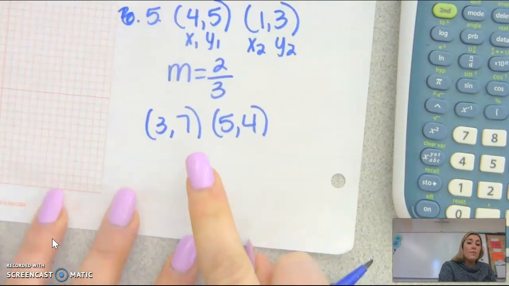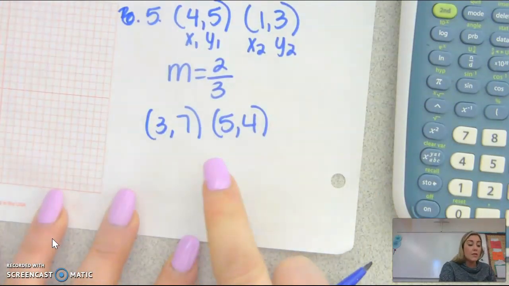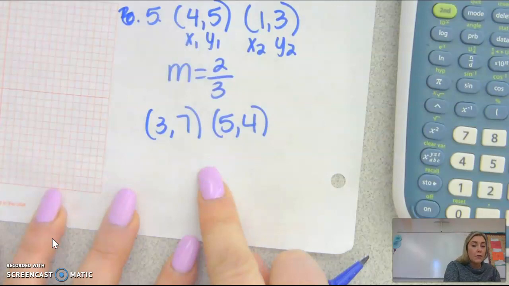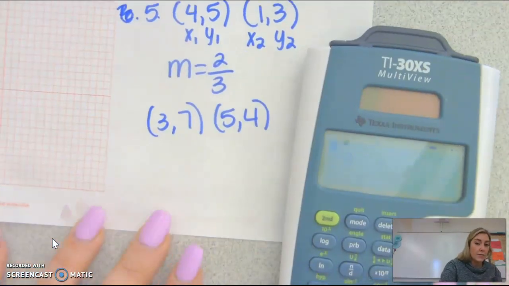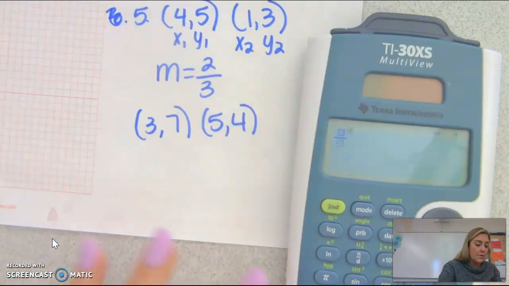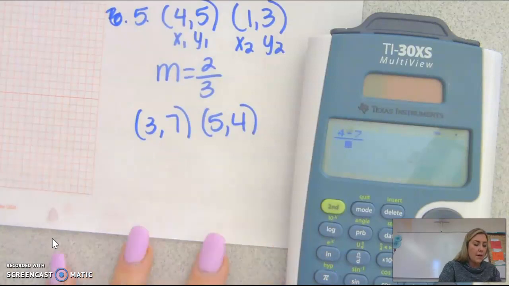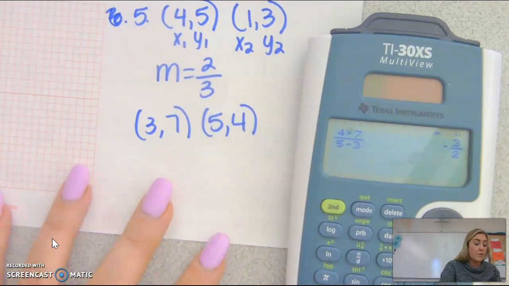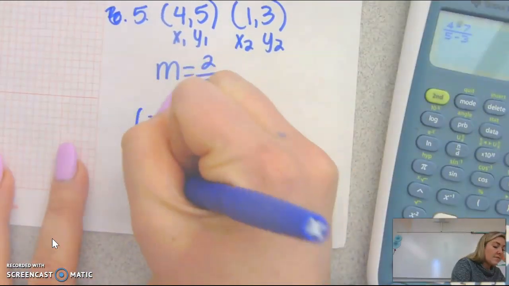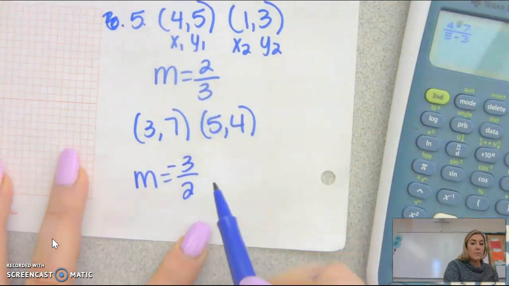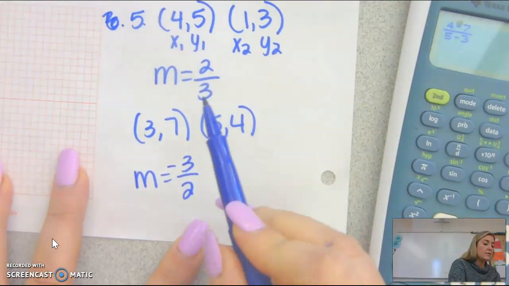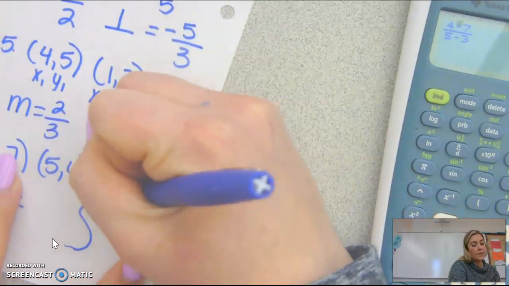If it's perpendicular, when we calculate this, we would want to get negative 3 over 2. So let's see if that's what we get. Press N over D. On top we have 4 minus 7, and on bottom we have 5 minus 3. We get negative 3 over 2. Opposite and reciprocal. These two lines are perpendicular.